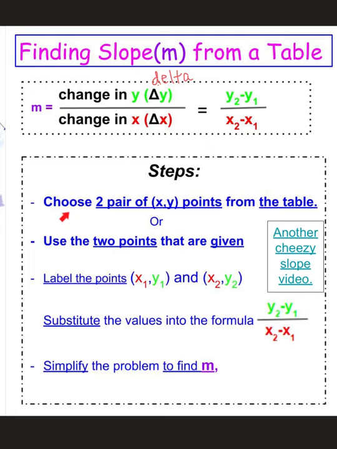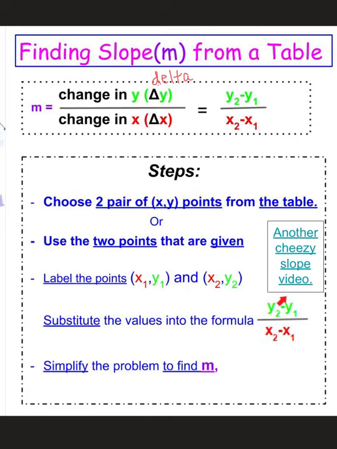Now, if you're given a table, you're going to choose 2 pairs of xy points from that table. Or maybe you're going to be given 2 points. Okay, either way, you're using 2 pairs of xy values. Label the points. It makes it a whole lot easier to identify what numbers are going to go where. So x sub 1, y sub 1, and x sub 2, y sub 2. So label your coordinates. Then you'll substitute the values into the formula.